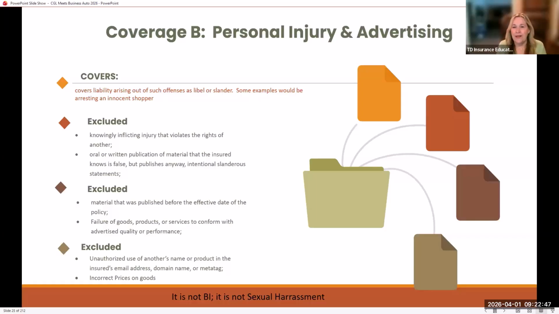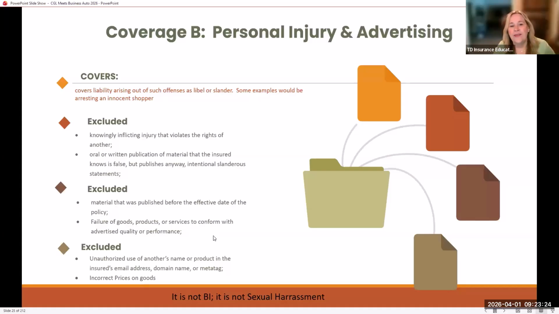Now, the CGL policy makes it clear these are some things we cover, but we also want you to know what is not covered, and usually it's knowingly and intentional. And you say, well, how would they know if they knowingly or intentionally did something? Well, sometimes they go to court. You see a lot of these as court cases, but knowingly inflicting injury that violates the rights of another, oral or written publication of material that the insured knows is false but publishes anyway, intentional slanderous statements, again, these are excluded. Material that was, of course, published before the effective date is not going to be covered.